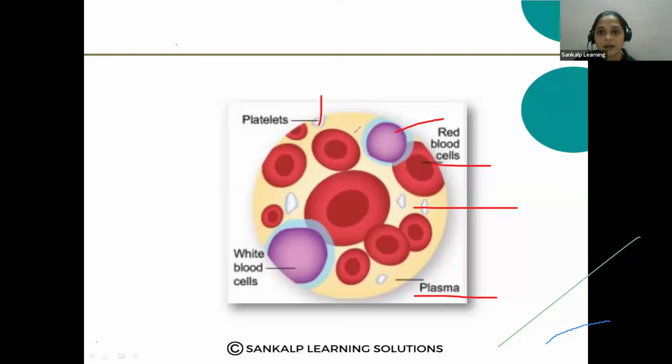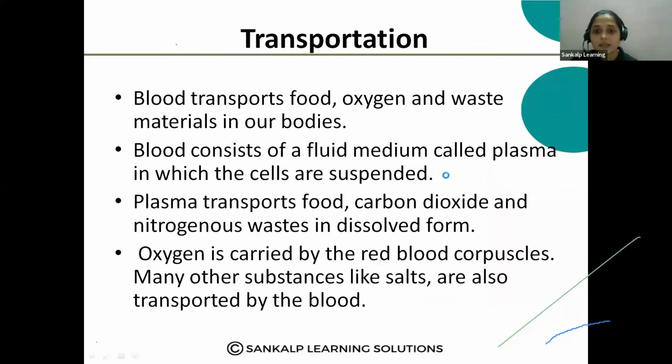Here the blood consists of different particles like white blood cells, red blood cells, and platelets, right? Oxygen is carried by the red blood cells, also called red blood corpuscles. And carbon dioxide is carried by the plasma. Plasma carries the carbon dioxide, nitrogenous waste, and some food materials.